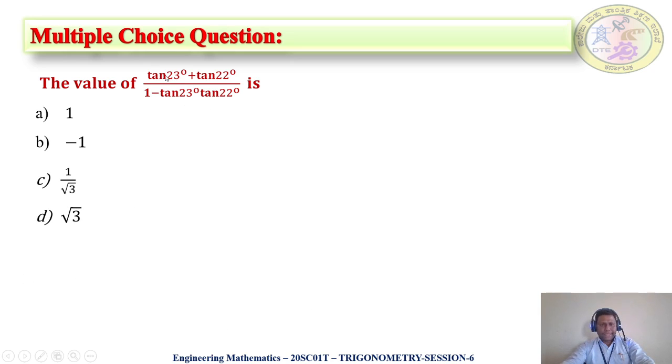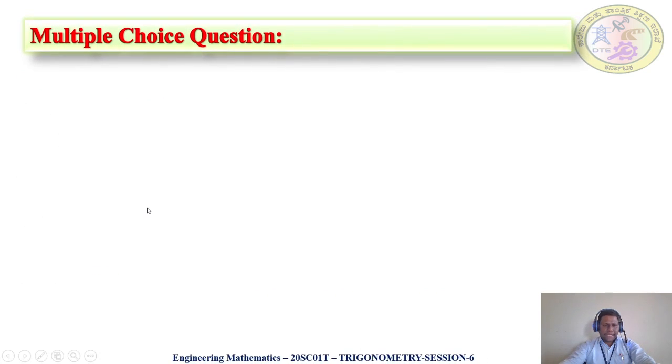So you can observe it is of the form of the tan of A plus B formula. Here A is 23 degree and B is 22 degree. So tan of 23 degree plus 22 degree, that is tan 45 degree it becomes, and you know that tan 45 degree value is 1. Therefore, the right answer is option A, 1. By using the tan of A plus B formula, we got the answer is 1.